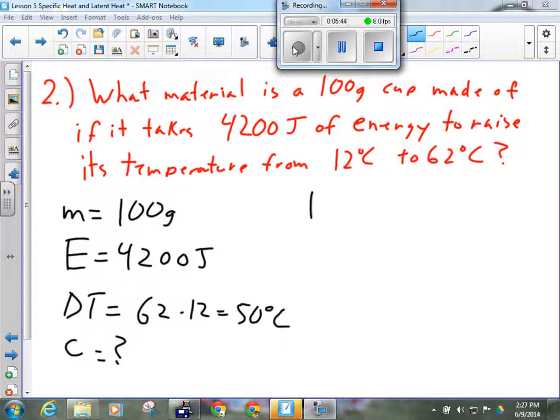So we know we have to use this formula, E equals mc delta T, but I need to isolate C. So how do I get C by itself? Okay, but how do I manipulate it?